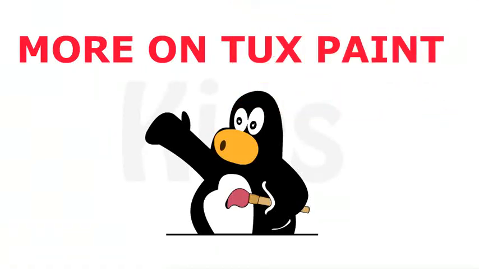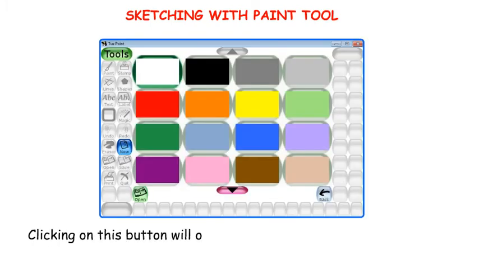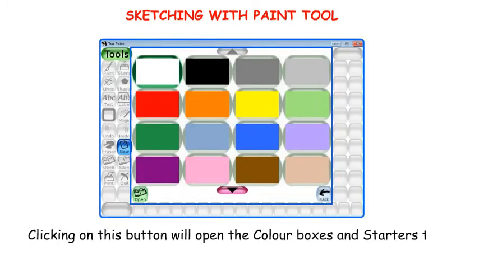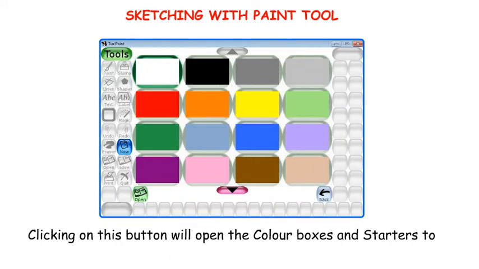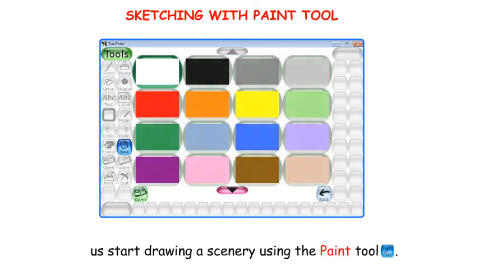Let us understand more on Tux Paint. Sketching with Paint tool. Open Tux Paint and select the New button from the Tools bar. Clicking on this button will open the color boxes and starters to start a new drawing. Let us start drawing a scenery using the Paint tool.